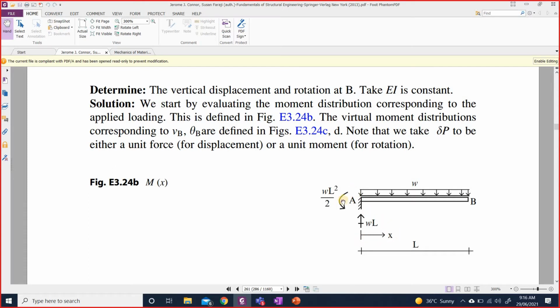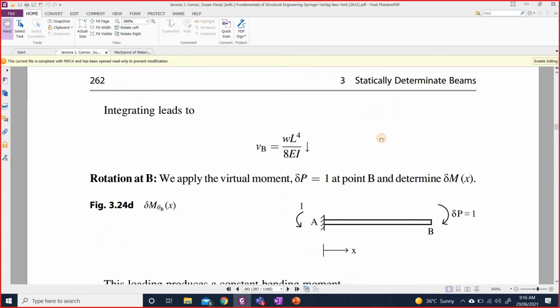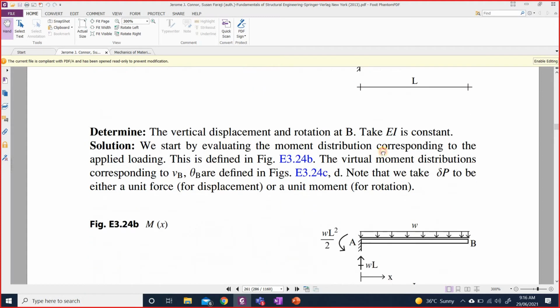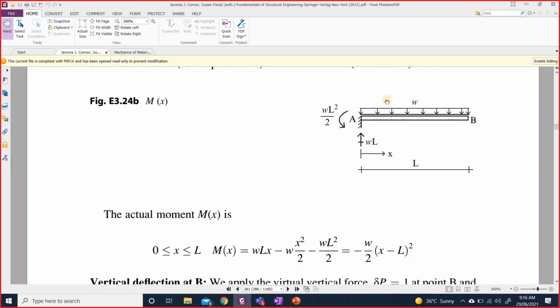So these are the reactions: the moment reaction wL square by 2, and this is the vertical reaction. And then you can consider a cut section anywhere, maybe at location x, as you can see maybe on the next slide. It's not given over here, but you can do that on your own, because I hope you know how to calculate bending moment. So you can consider a cut section over here and write down this equation. Now, this equation for M is valid for x ranging between 0 to L. That's fine, because this moment equation applies to all of the span of the beam.